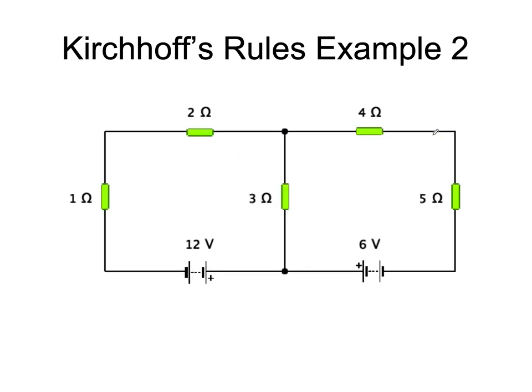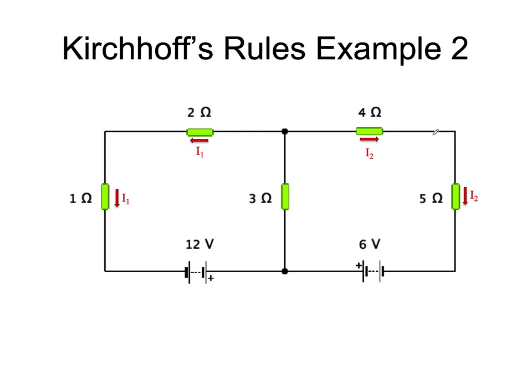All right, example number 2. I'm going to guess the current here is going to the left. I'm going to call that I1 for that resistor, which means this one has to be I1. And over here, I'm going to guess that it's 2 amps going that way, which means that has to be 2 amps over there.